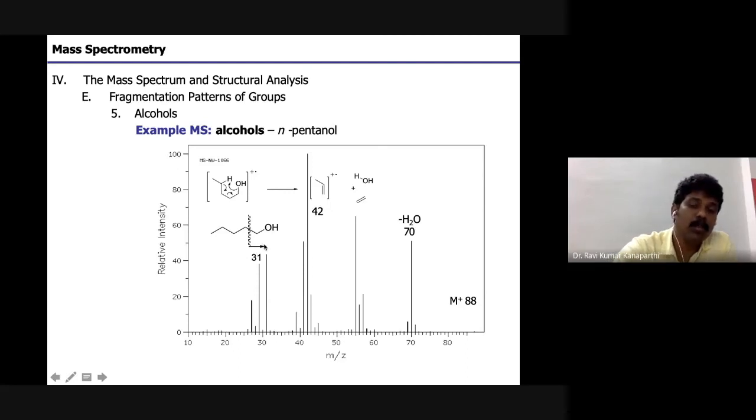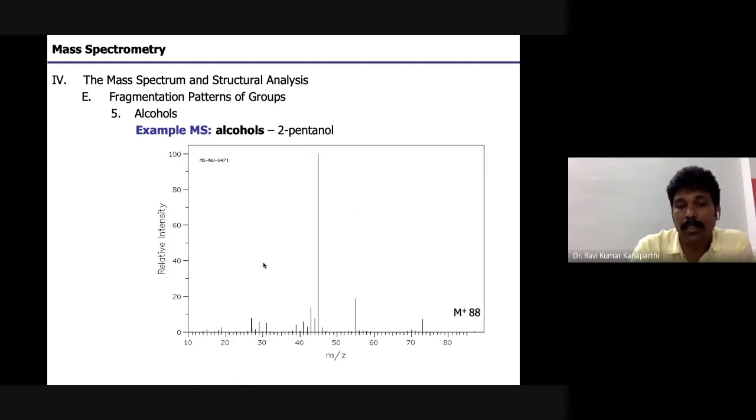CH2OH. OH is 17, CH2 is 14. That corresponds to 31, the CH2OH carbocation, which is very much visible here. That clearly indicates that the alcohol is a primary alcohol. Suppose it is a secondary alcohol, we will see a peak at 45, right? So please remember those numbers.